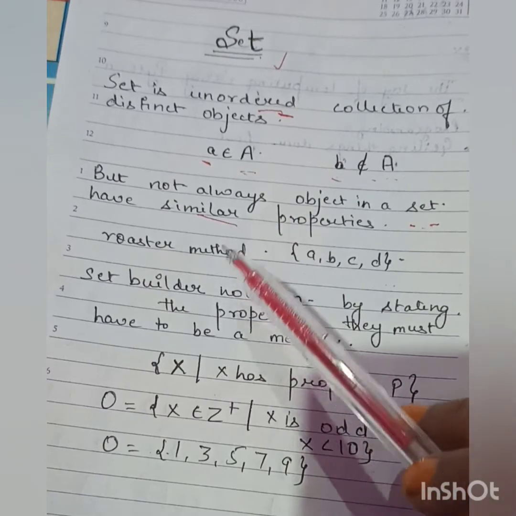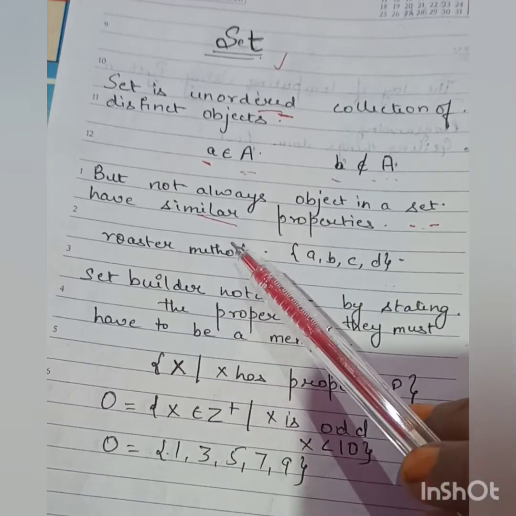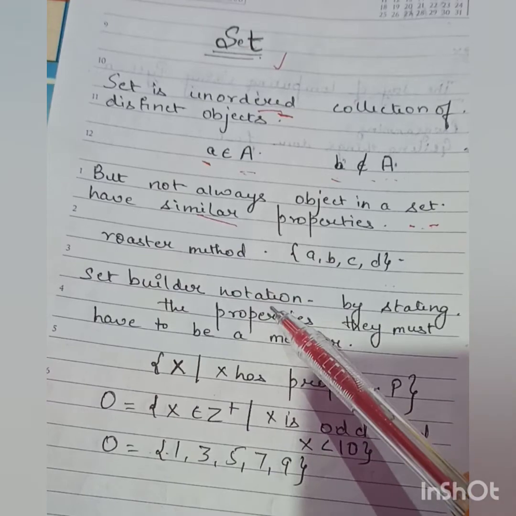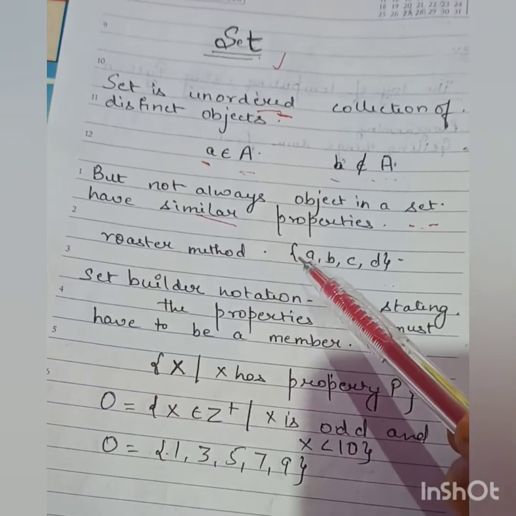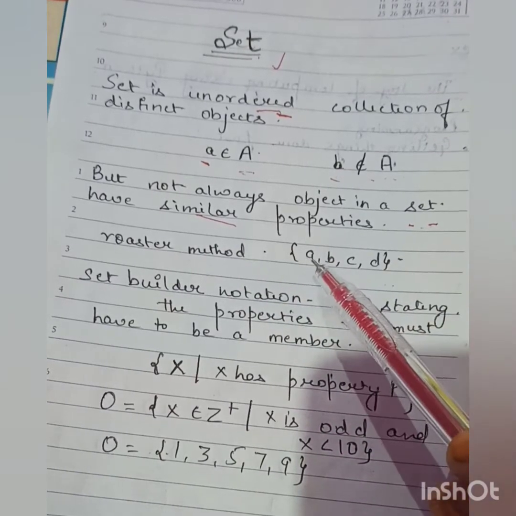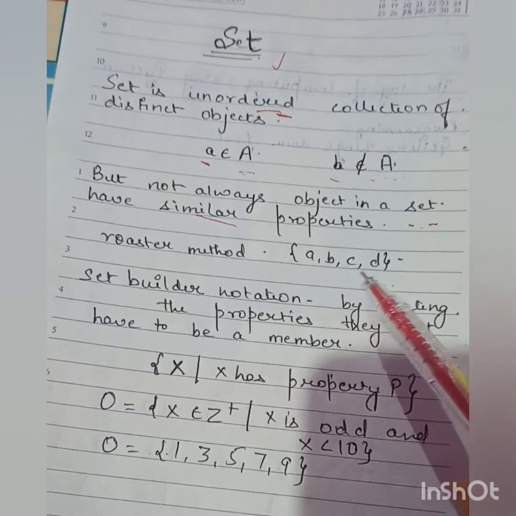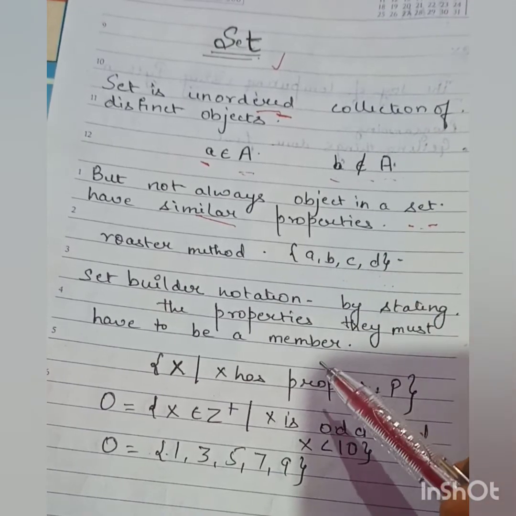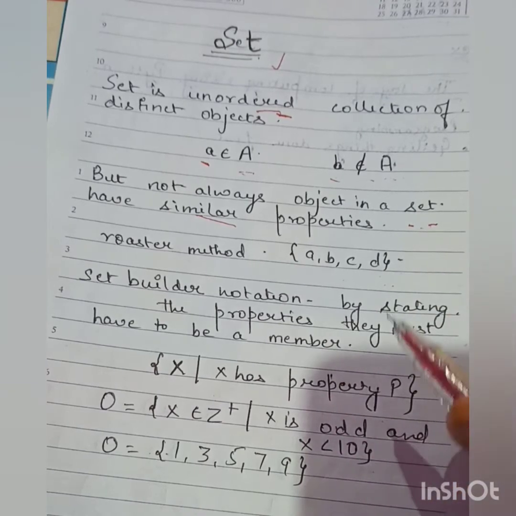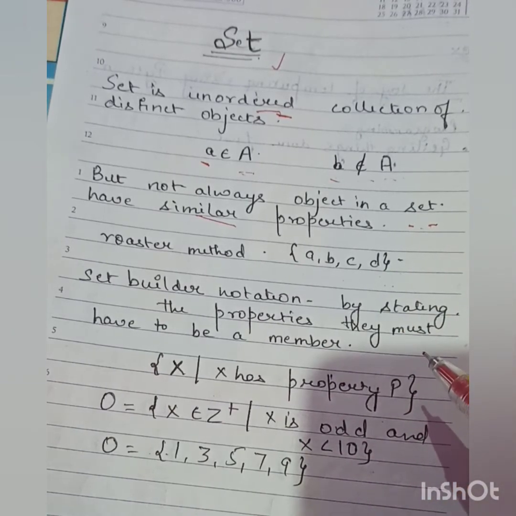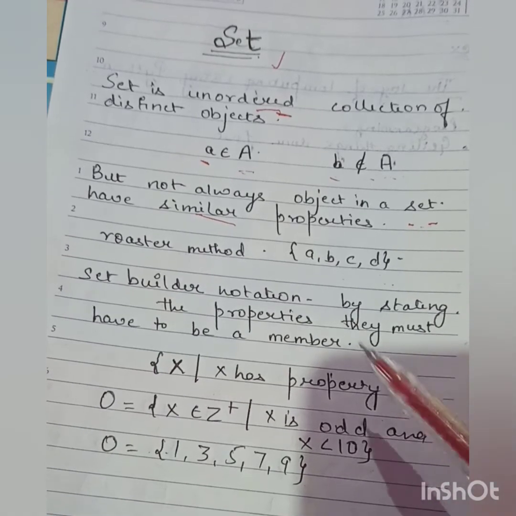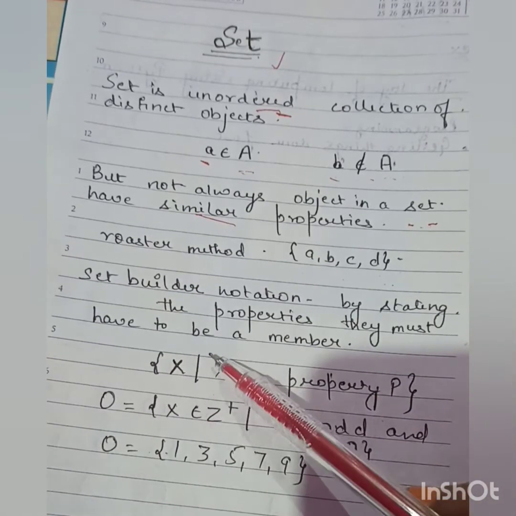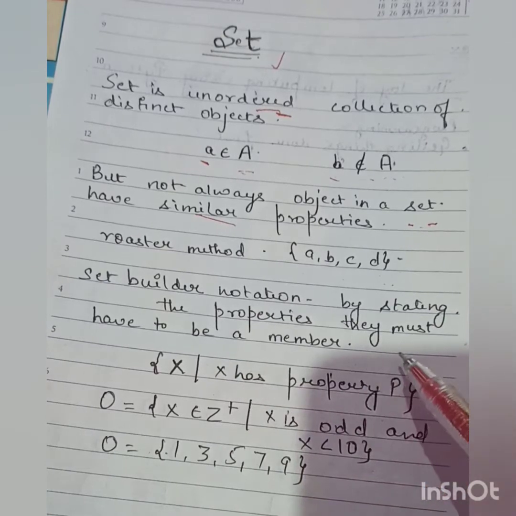We have two methods of writing a set. The first is the roster method, the second is set builder notation. In the roster method, we use curly braces. We can write the elements a, b, c, d of a set in the curly braces. In set builder notation, we must specify the property for which the elements are being collected. So it can be written as x such that x has a property P.